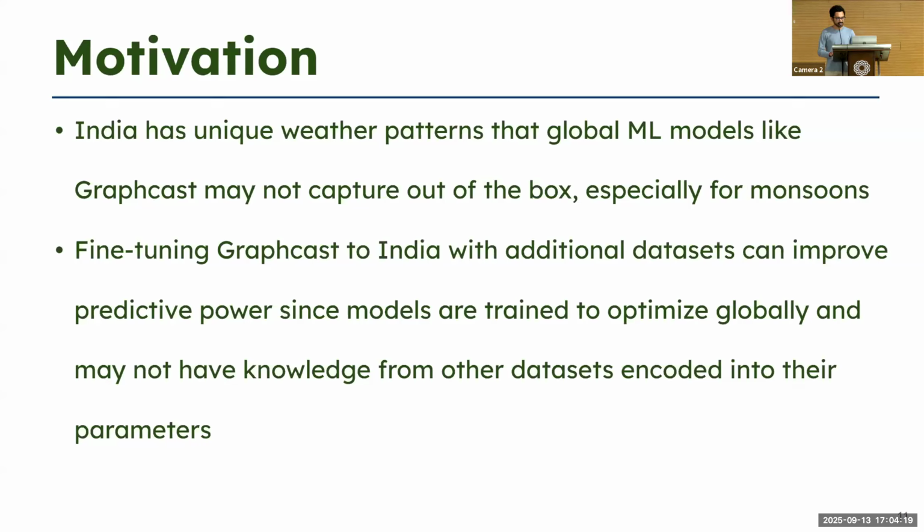Now, our motivation was that India has unique weather patterns that global ML models like GraphCast may not capture out of the box, especially for monsoons. And if we take additional data sets and fine-tune GraphCast to India, this can improve predictive power because the models originally are trained to optimize globally and may not have knowledge from other data sets, such as the data set we used, encoded into the parameters. So if we encode them and fine-tune on it, we could get better predictive performance on these data sets.